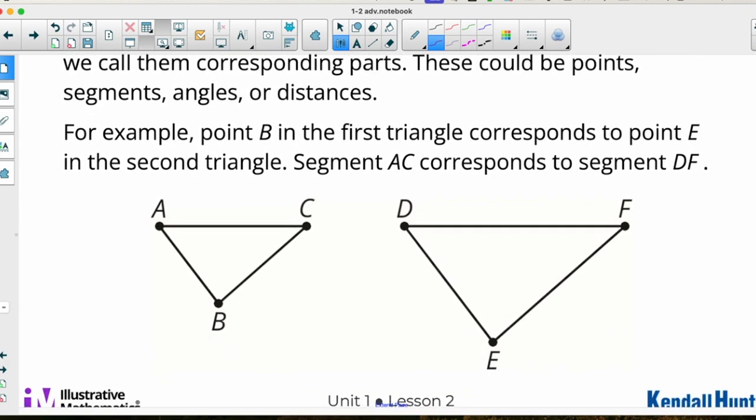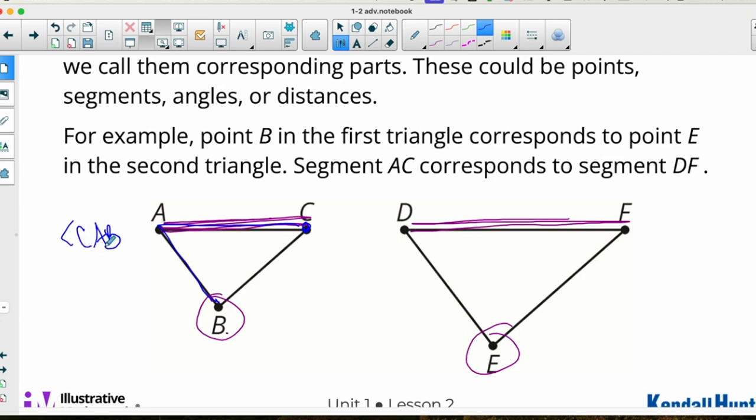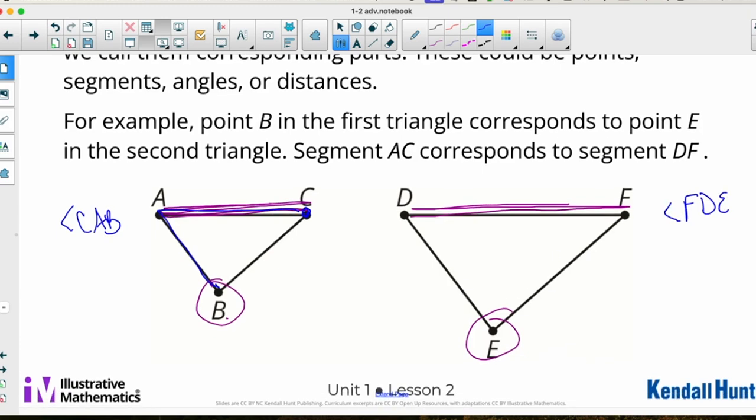For example, point B in the first triangle corresponds to point E in the second triangle because they're in the same position. Segment AC, the top segment, corresponds to segment DF. If we want to look at an angle, angle CAB corresponds to angle FDE because it's in the same position.